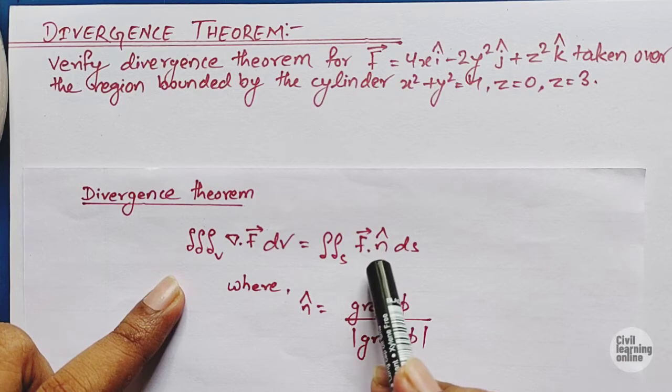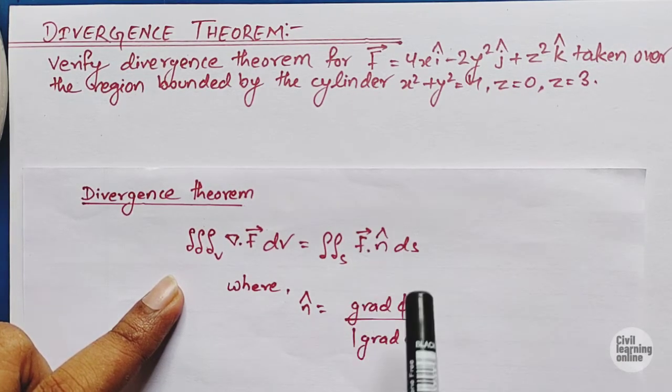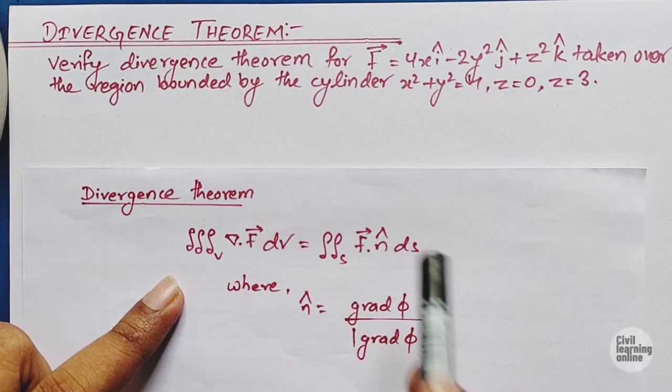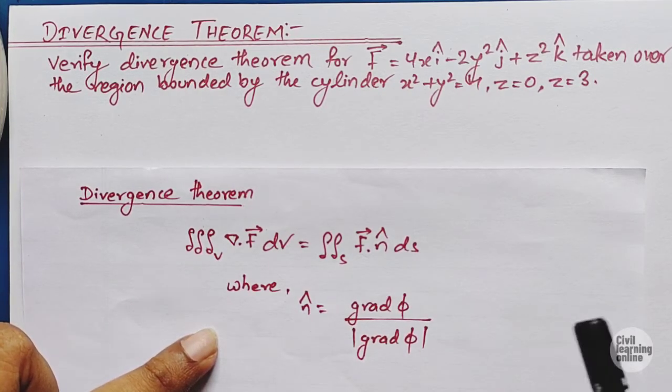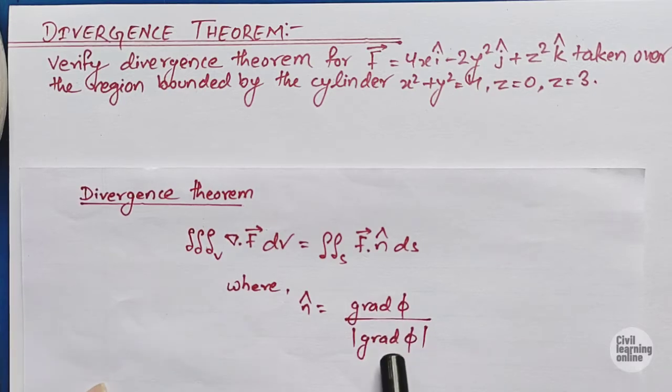n cap, the normal vector normal to that surface. This S is the surface integration, and this is dS, and n cap is the unit vector which is given by the gradient of phi divided by the magnitude of the gradient of phi.